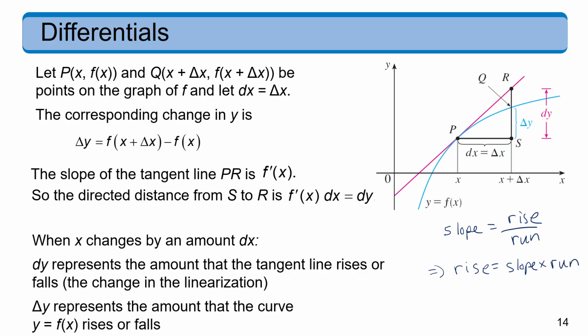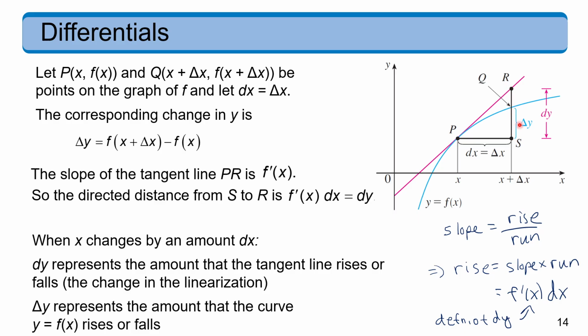But the slope, we just said, is f prime of x. And the run we can see in the picture is, you could either call it dx or delta x. We're going to use dx. And that's exactly what we defined. That's the definition of the differential dy. Okay, so that's just the explanation for the distance from S to R, which is this piece here.